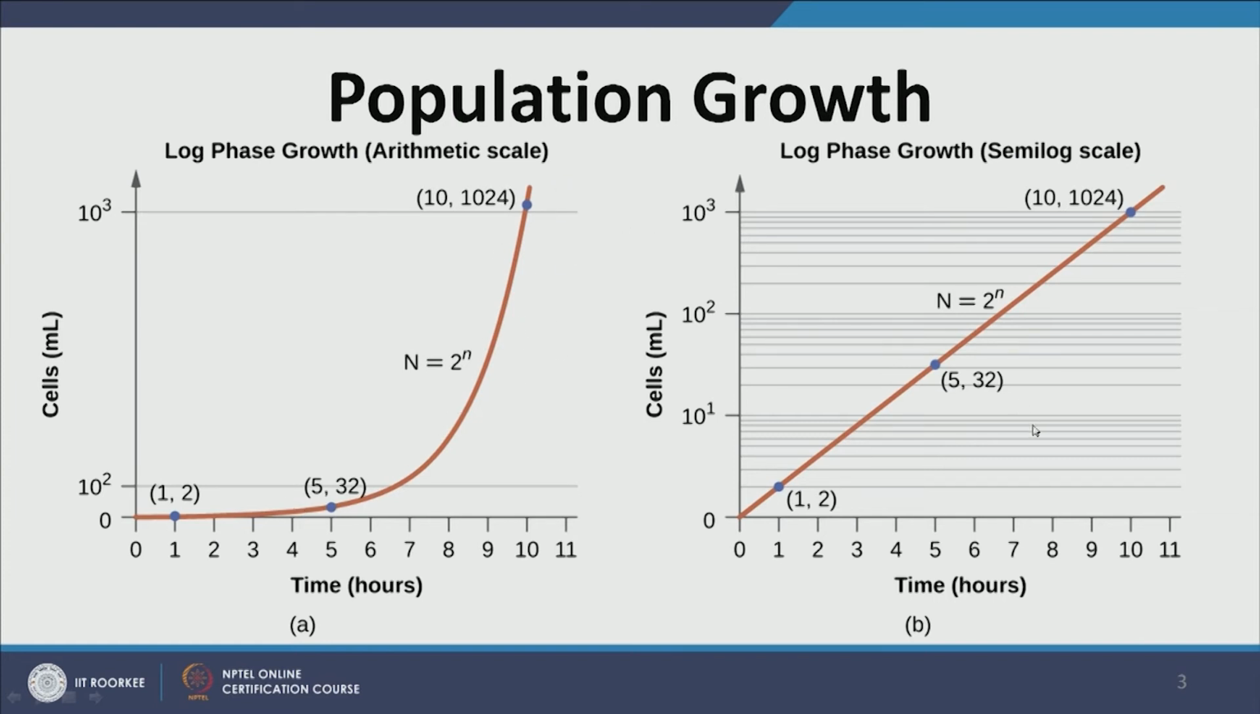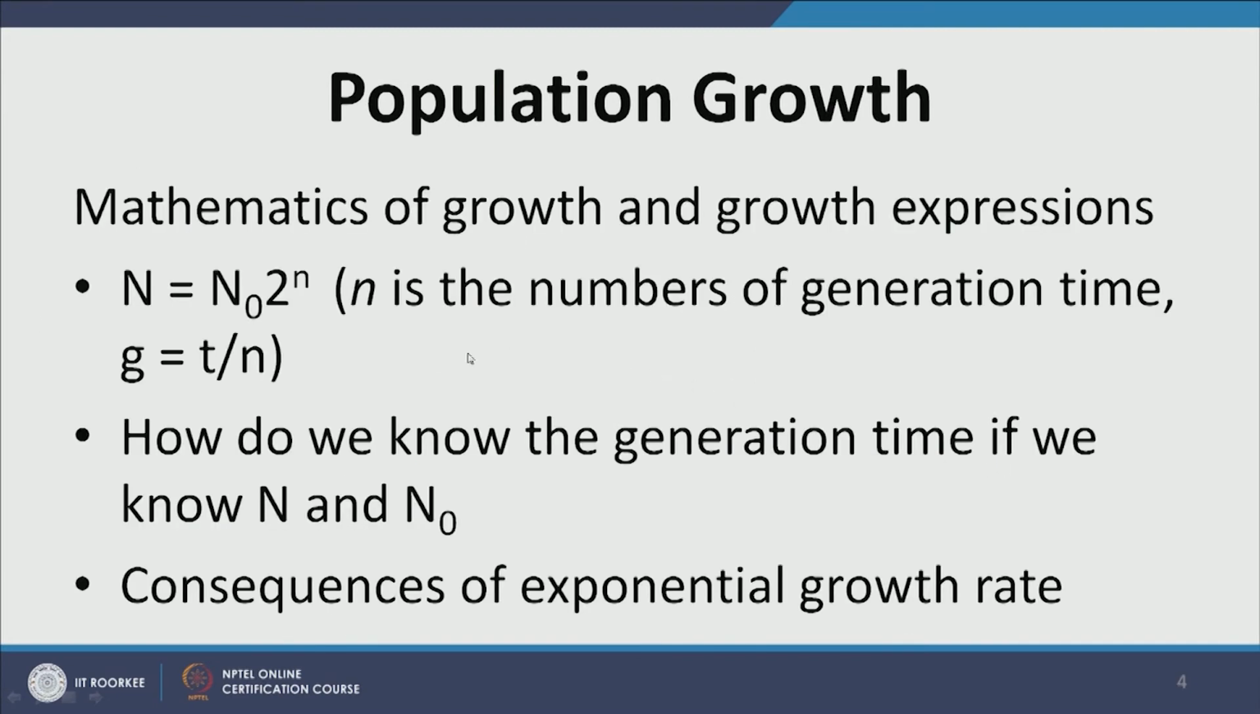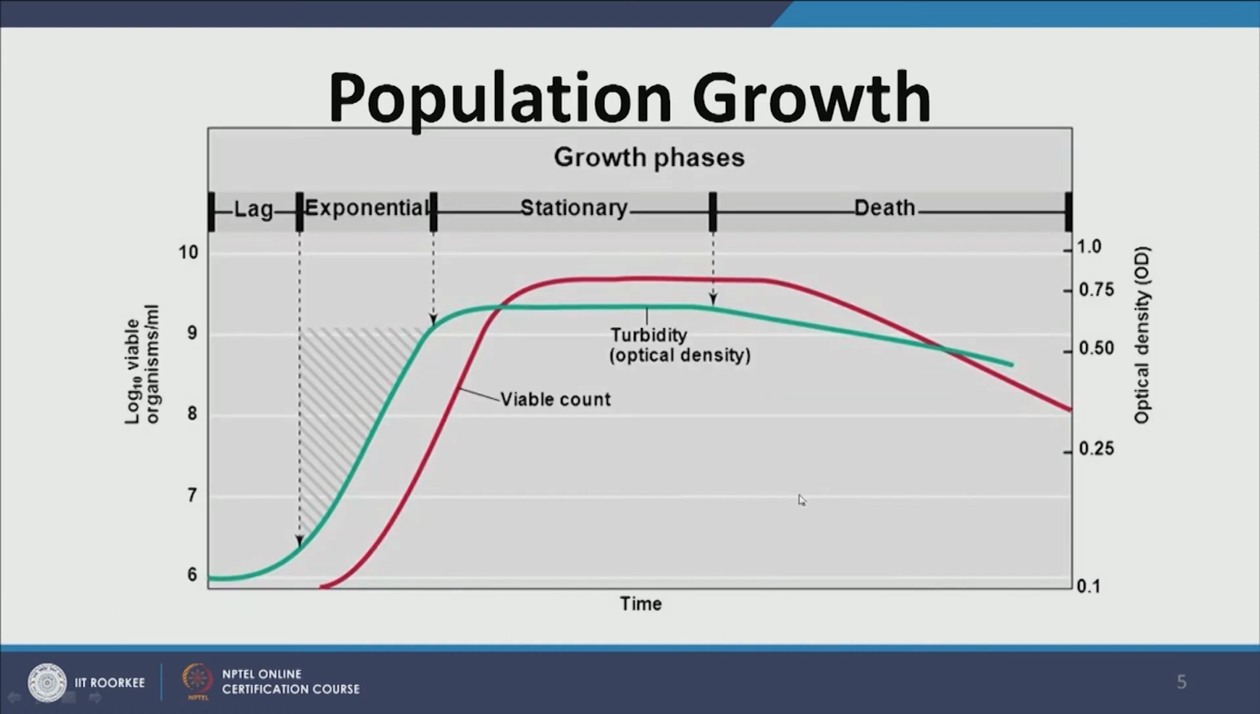We plot the same data, remember, same data, not new data, on a semi-logarithmic scale, and we have a line, and we can very easily find out the rate of microbial growth. And this is something I already discussed in the previous lecture, that it grows in this way: n is equal to n naught 2 to the power n, where n is the number of generations.